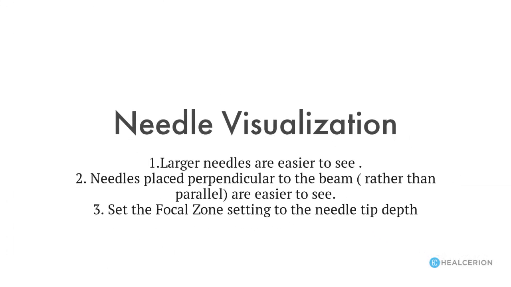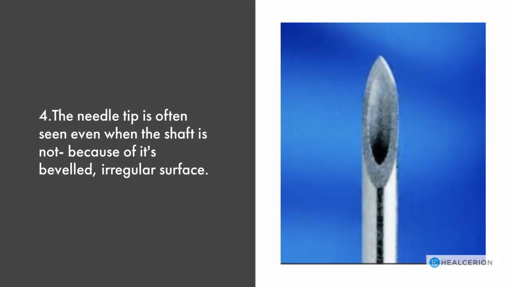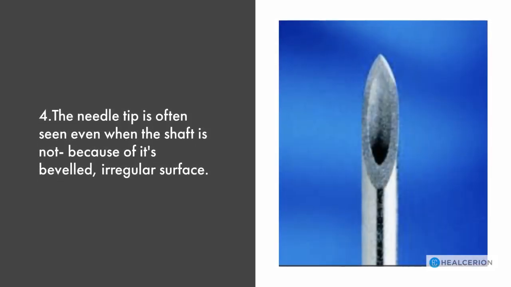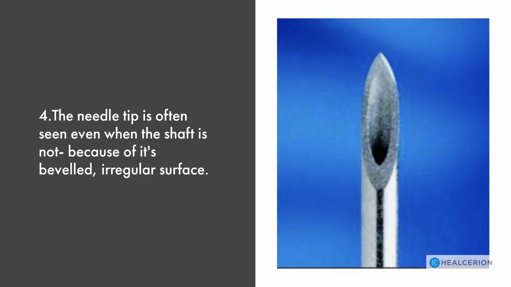We'll go through some tips to optimize needle visualization. First, larger needles are easier to see. Remember to place the needles perpendicular to the beam rather than parallel, and set your focal zone on your machine to the correct depth. The needle tip's beveled and irregular surface is quite echogenic, so you'll often see the tip even if the shaft is not seen well.